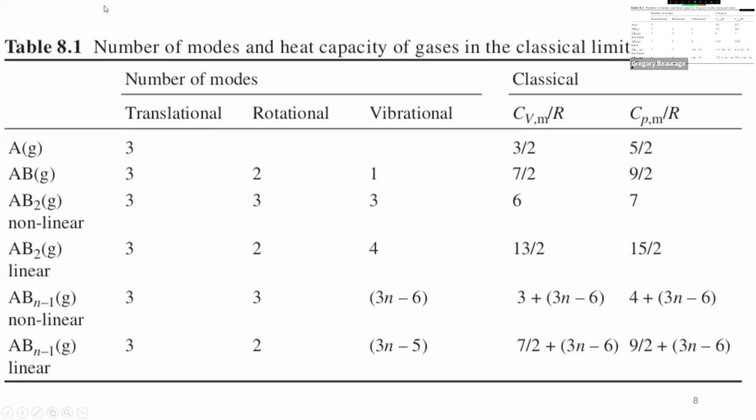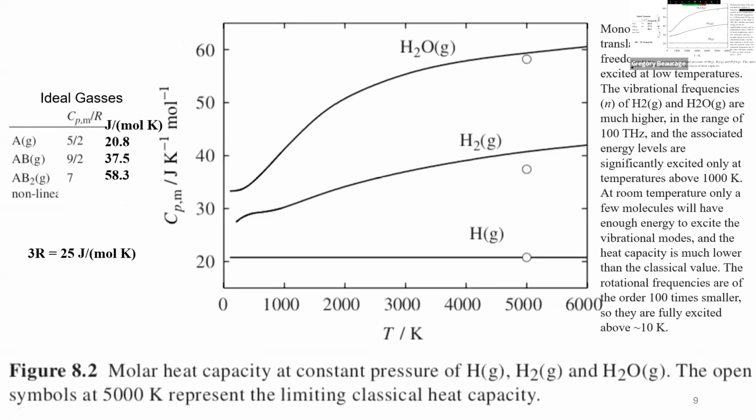That's not really what we're interested in. This is a picture of some gases showing how this heat capacity works. For a monatomic gas it's 3/2 R, so 5/2 R for CP is about 20.8 joules, because it's CP, not CV. So 3/2 plus 1 R would be 5/2, and you get that value. So you can predict the heat capacities for gases.